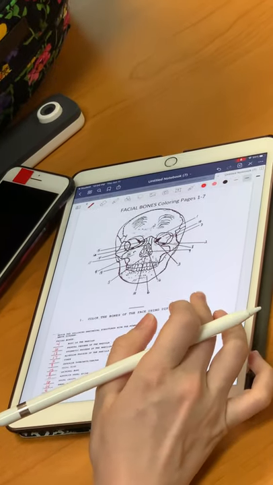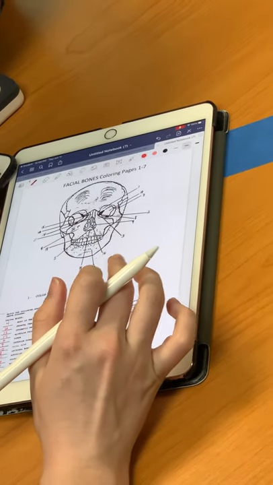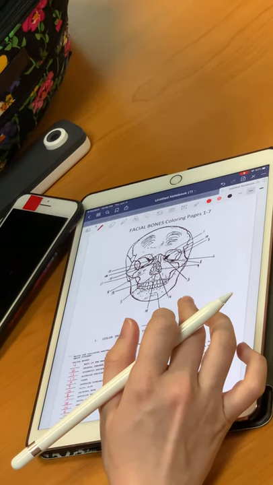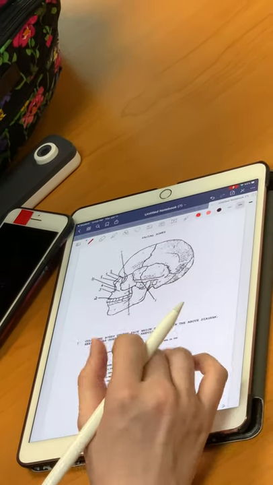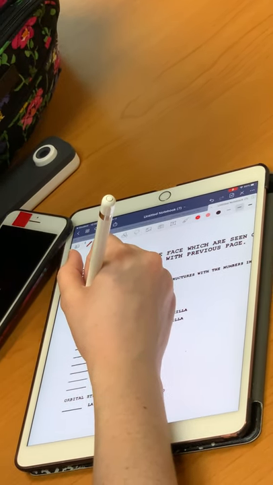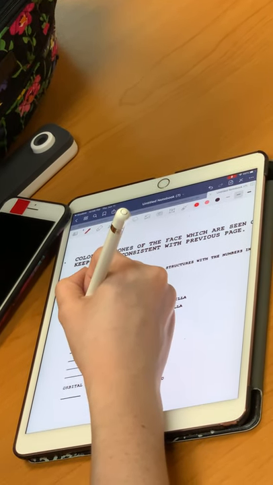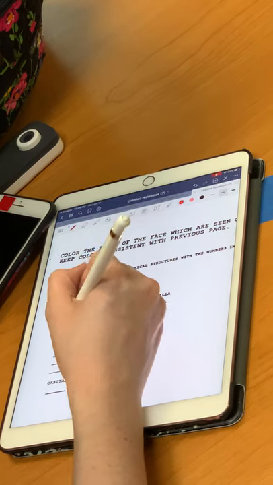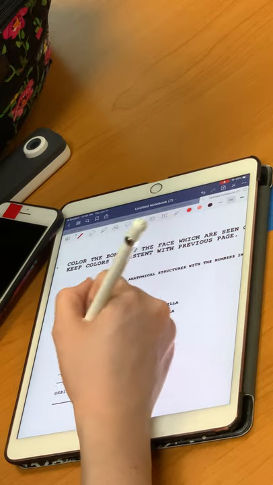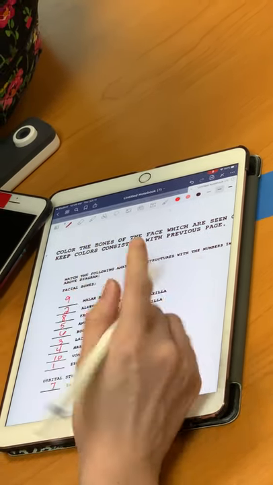Can you repeat the first 30? I'm sorry. It's okay. 4 is the body of the maxilla, 12 is the frontal process of the maxilla, and 13 is the zygomatic process of the maxilla. Thank you. Okay. Page 2, so lateral view. 9 is the malar, 2 is the alveolar process, 8 is the frontal process, 5 is the anterior nasal spine, 6 is the body, 3 is the lacrimal bone, 4 is the nasal bone, 10 is the vomer, 1 is the zygomatic arch, and 7 is the lateral mass of the ethmoid.